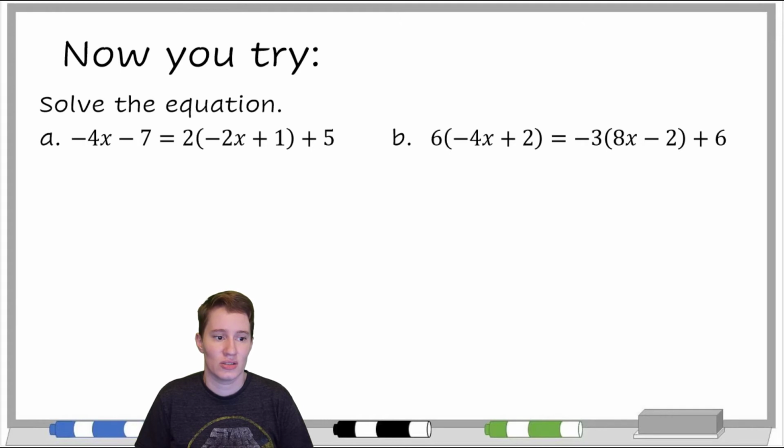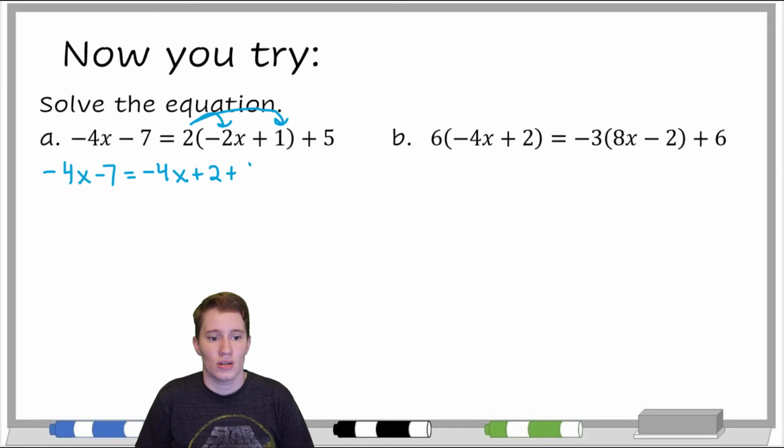There's nothing I need to do on the left because there's not a parentheses, but on the right I need to do 2 distributed into the parentheses. So 2 times negative 2x is negative 4x, and 2 times 1 is 2. And so we do have like terms here on the right side. I can add 2 and 5 together, so let's do a rewrite.